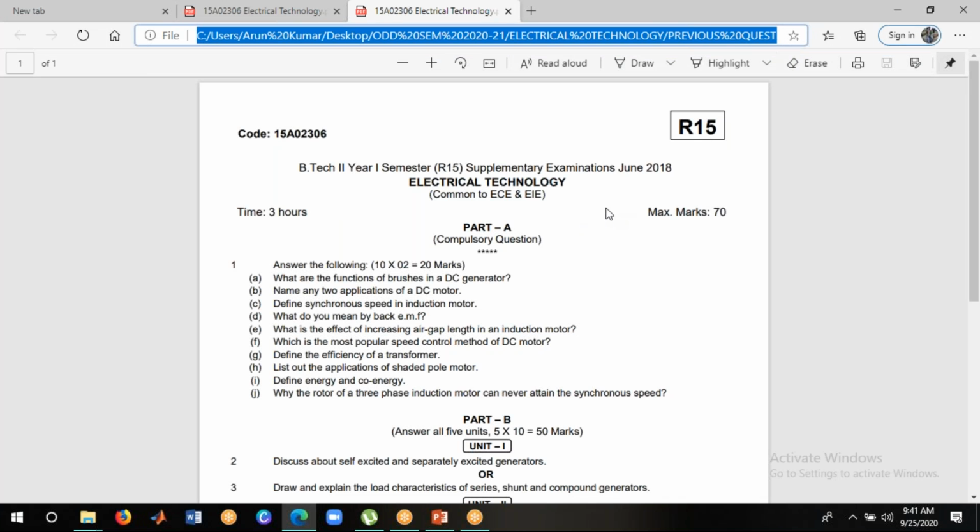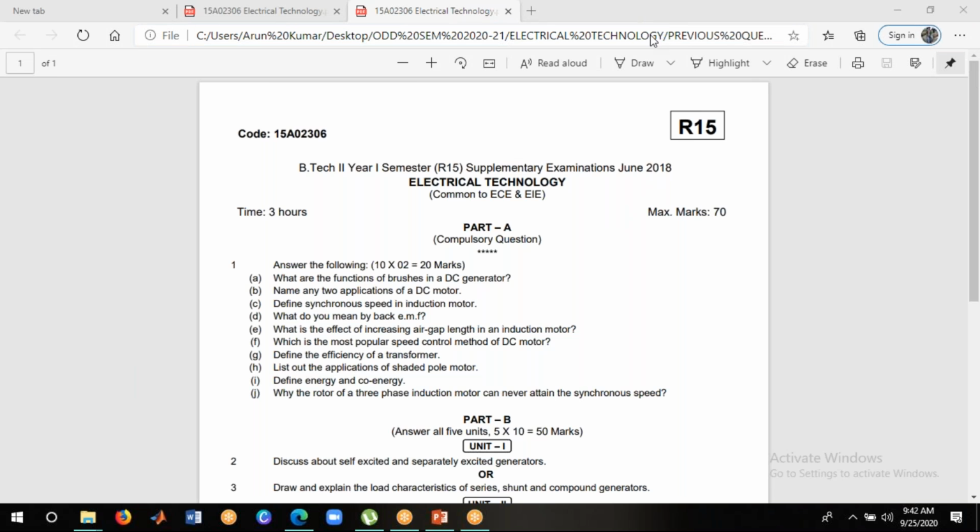Right. This is the question paper which was asked in June 2018. సో మీకు ఒక advantage అంటే maximum ఒక 70% 2 marks అనేవి repeated అడుగుతాడు, ఓకేనా. మీకు previous question 2 marks నేర్చుకున్న చాలు, you can attend 10 marks questions. చూడండి, what are the functions of brushes in DC generator? Again they asked in this year, ఓకేనా. And name any 2 applications of DC motor.